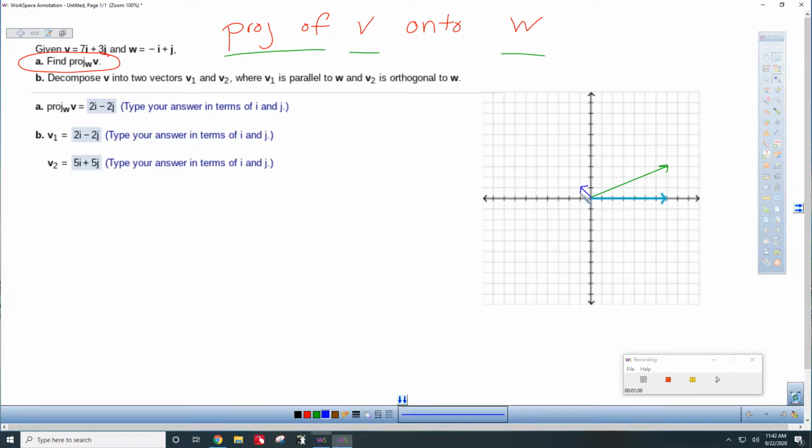Alright, now, the projection of V onto W is asking you this: how much of the green vector is heading parallel to the blue vector? So, if I create a little line tool here, we're asking how much of the green vector is going in that direction.